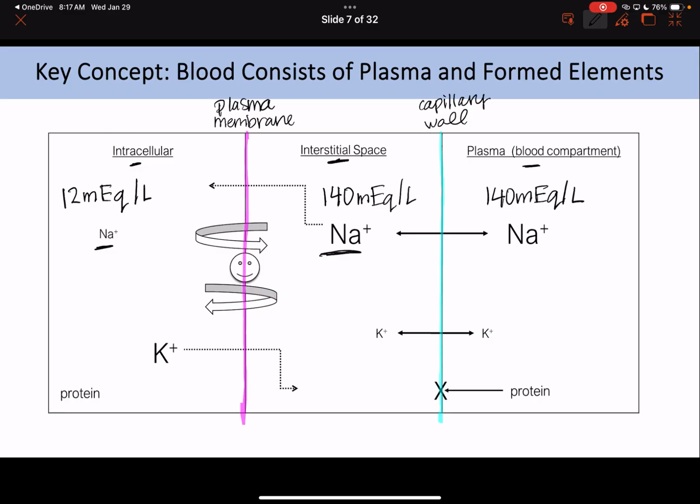Now remember, both of these spaces together, the interstitial space and the blood plasma, are considered the extracellular space. So you're going to notice as we move on throughout the semester, and in this diagram here as well, that our interstitial space and our plasma are going to have equal concentrations of a lot of different things. They're both considered outside the cell, and they keep pretty equal concentrations between those two.